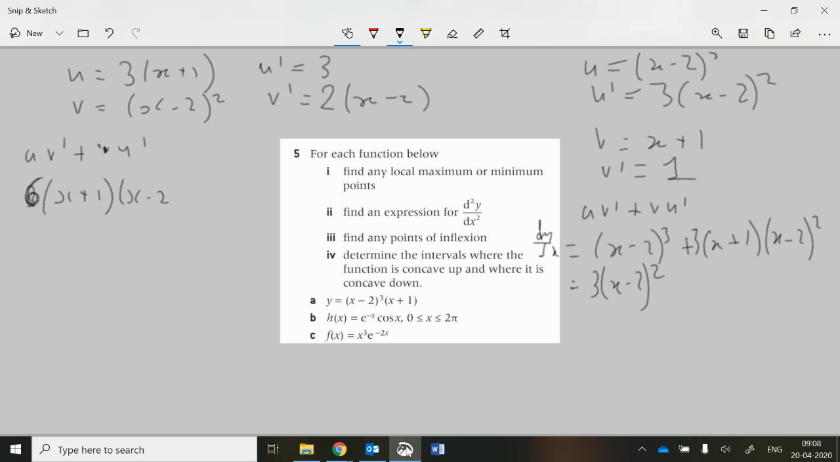2x minus 2, and then v is equal to x minus 2 squared, and u dash is equal to 3, so I need to put a 3 in front of it. Now this can go over here. Okay, so we're getting plus 6x plus 1 x minus 2 plus 3x minus 2 squared.